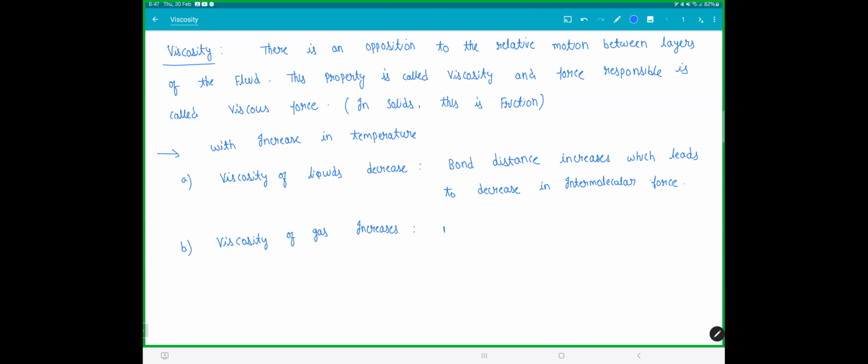The collision rate increases. Do you remember the collision rate we did in KTG? Z equals root 2 pi sigma square N v mean. So if you increase the temperature, the molecules will collide more with each other. That means they'll interact more. So the molecular collision rate increases. In the case of gases, molecules are very far, so there is no meaning of molecular bond distance and all. But the collision rate increases, which leads to more interactions.